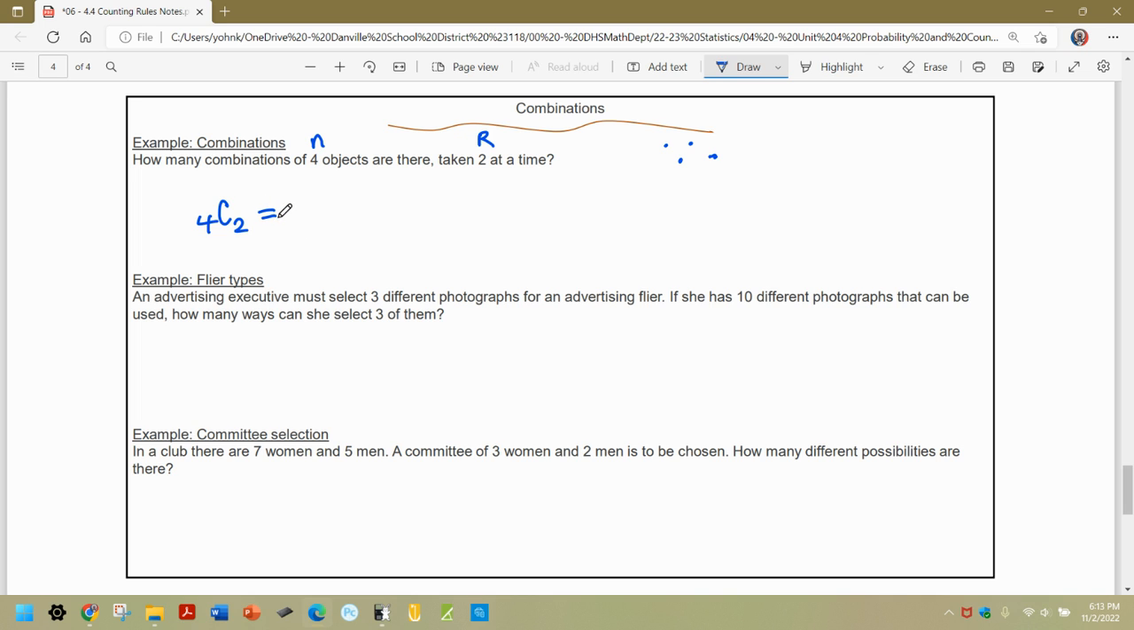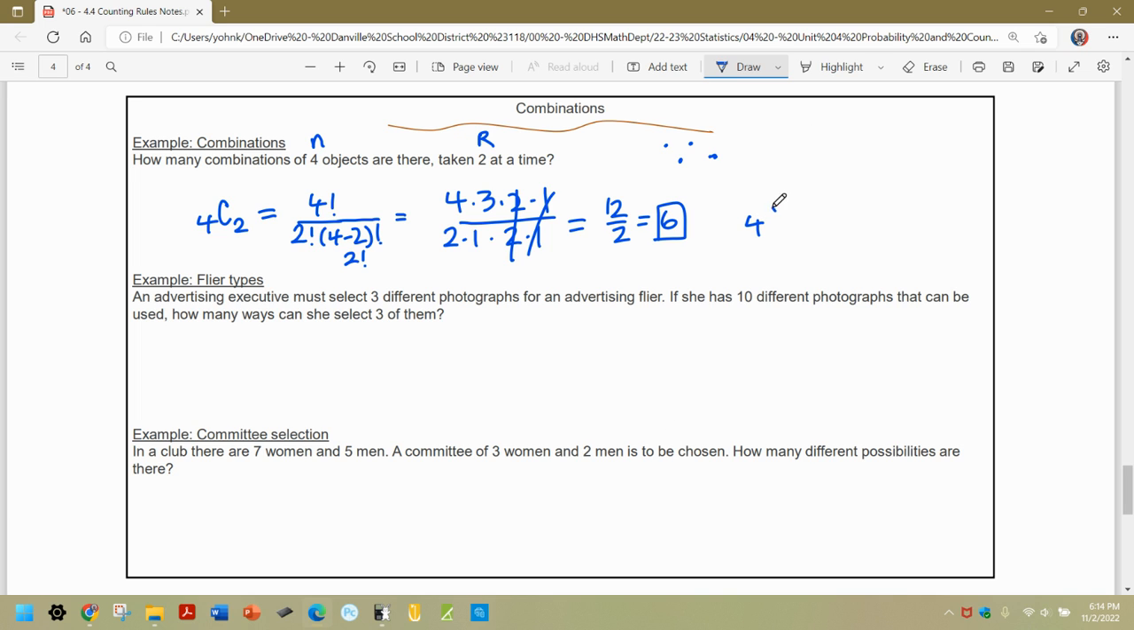By definition, that's 4 factorial over 2 factorial times (4 minus 2) factorial. Well, on top, that's 4 times 3 times 2 times 1. On the bottom, that's 2 times 1 times another 2 factorial, 2 times 1. Well, guess what? These guys go away, these guys go away, and I get 12 over 2, which equals 6. Okay, so that's the formula.